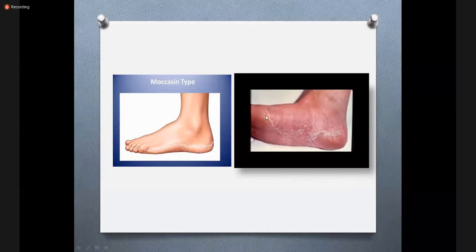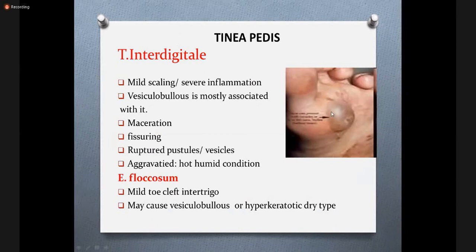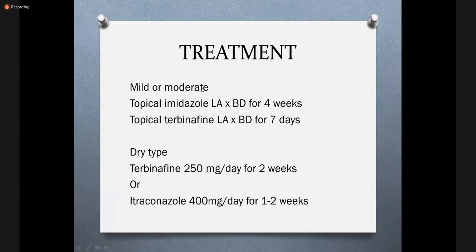The other type may present as a vesiculobullous type of tinea. Vesiculobullous is mostly associated with maceration, fissuring, rupture, pustules, and vesicles. And the vesicular pustules are mainly aggravated in hot, humid conditions. And the treatment: if it is mild to moderate, then topical antifungal treatment. And if it is extensive, then we have to give oral terbinafine 250 mg once daily for 2 to 4 weeks, depending on how extensive and how severe it is.